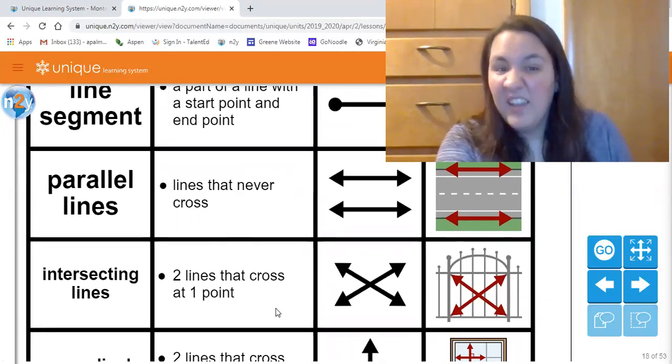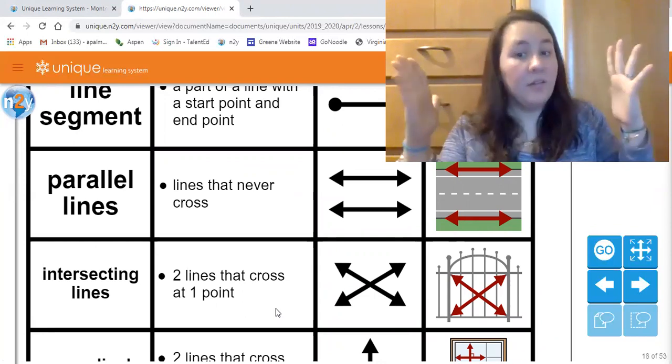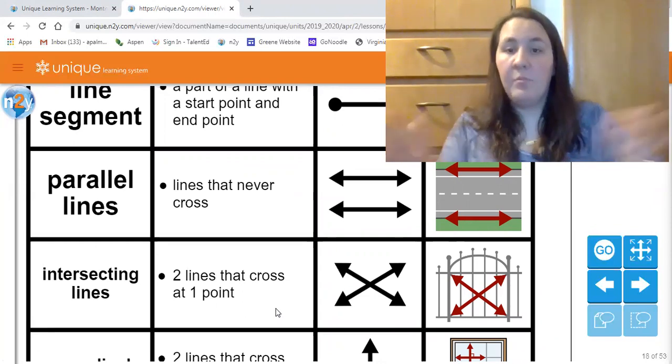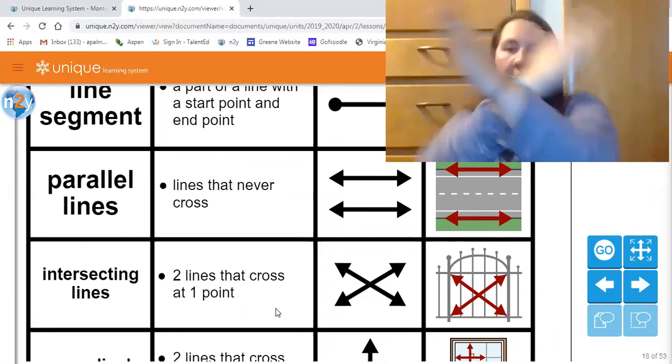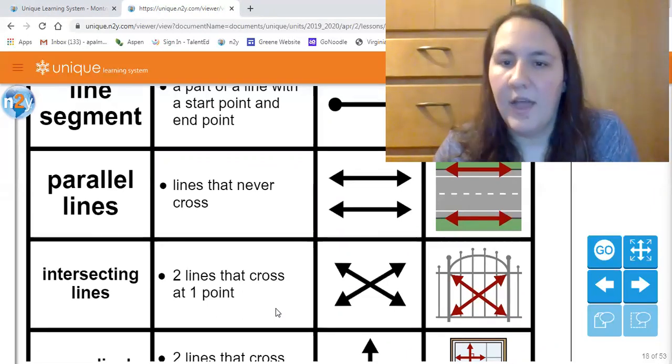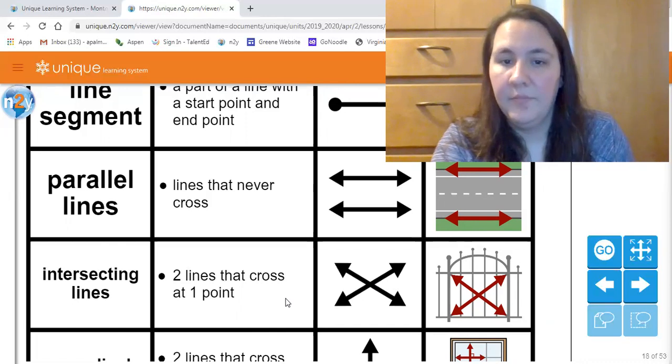Intersecting lines is when they touch. So it's two lines, so your hands are open because they're lines, and they cross at one point. So you make a cross, and these are your intersecting lines, okay? Intersecting lines cross each other at a point. So this spot in the middle here would be your point, okay?